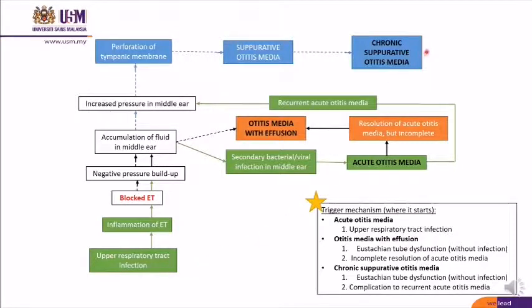And then next is chronic suppurative otitis media. Firstly, it can occur as a result of recurrent acute otitis media, and secondly, from eustachian tube dysfunction alone. As fluid keeps accumulating in the middle ear, the pressure increases and pushes the tympanic membrane outward. At one point, the tympanic membrane cannot hold the pressure anymore, so it will perforate. This condition is termed suppurative otitis media, characterized by ear discharge, or in other words, otorrhea. Suppurative otitis media can become chronic and is thus named chronic suppurative otitis media.